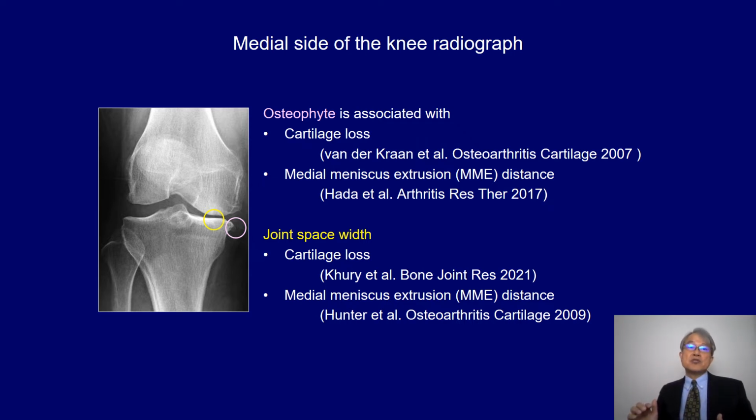The minimum joint space width is composed of femoral cartilage, medial meniscus, and tibial cartilage based on anatomy, but which component is the most important cannot yet be determined. Some reports have indicated an involvement of cartilage thickness, while others have indicated an involvement of medial meniscus extrusion in the minimum joint space width.